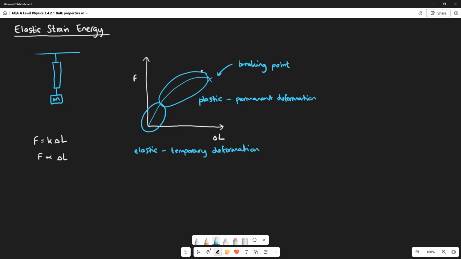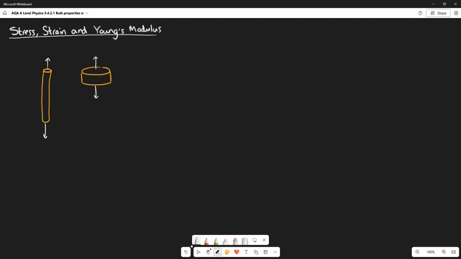Different objects show different force extension curves, and the shape of the curve depends on the size and shape and material of the object. It doesn't quite seem logical that if you have the exact same material, then they would have different spring constants, just because of their size and their shape.